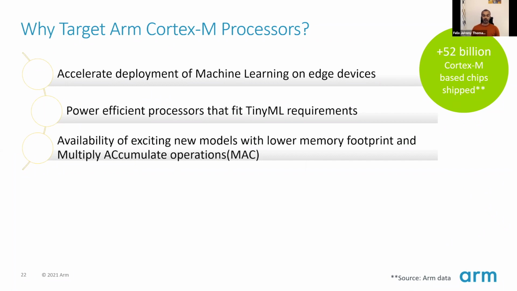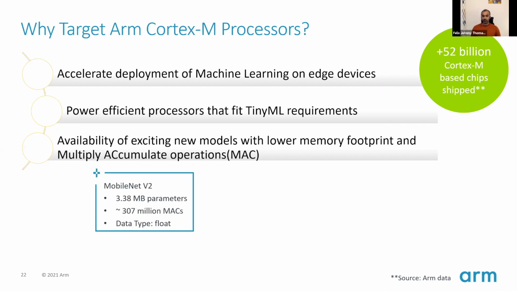Now, you could ask, why didn't we have this 2 or 3 years back, and why are we talking about this today? A main reason for that is the availability of new models with lower memory footprint and compute requirements. For example, if you take MobileNet V2 in its floating point glory, it takes a few megabytes and some hundreds of million MACs. If we run this on a Cortex-M4, which is used in the demo later on, it quite likely will take tens of seconds or even a few minutes.